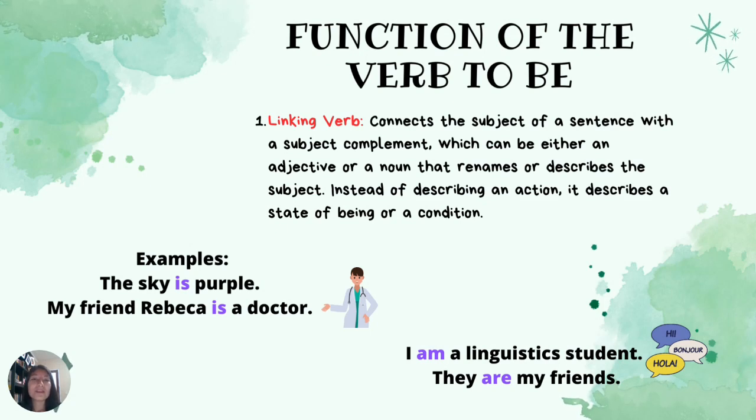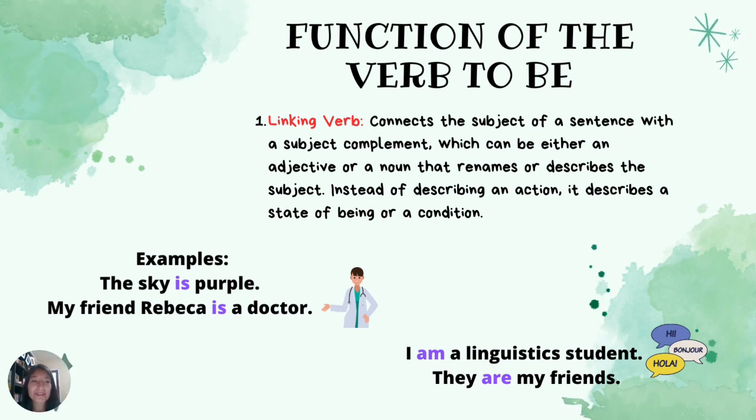Function of the verb to be. This verb has three functions. First, as a linking verb, it connects the subject of a sentence with a subject complement, which can be either an adjective or a noun that renames or describes the subject. Instead of describing an action, it describes a state of being or a condition.